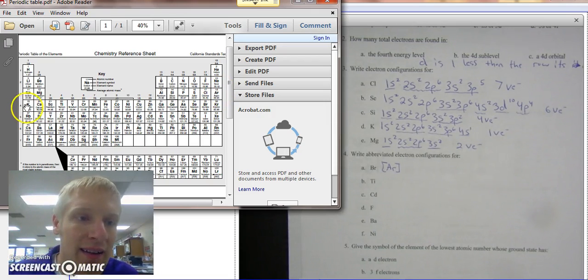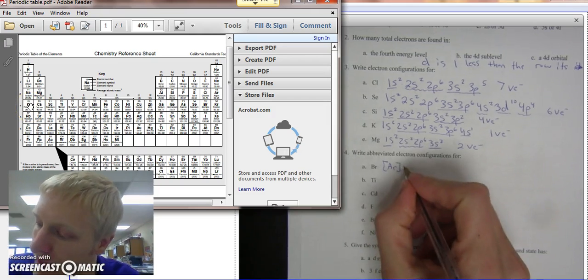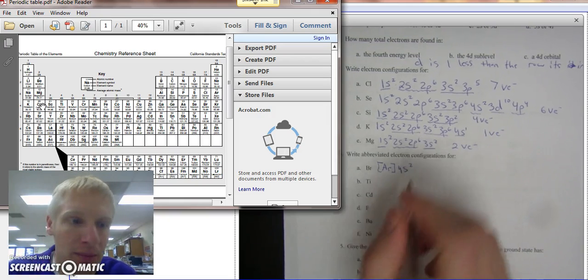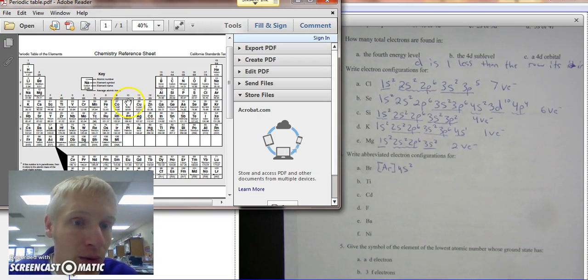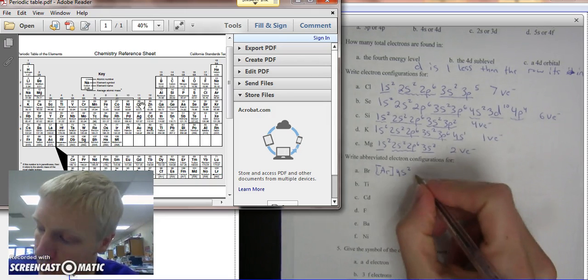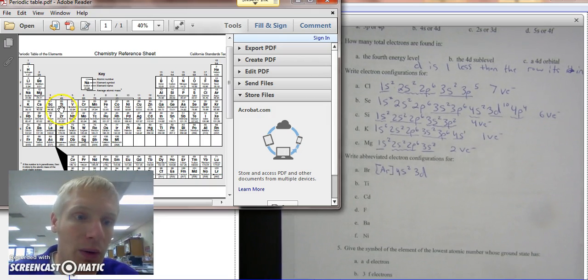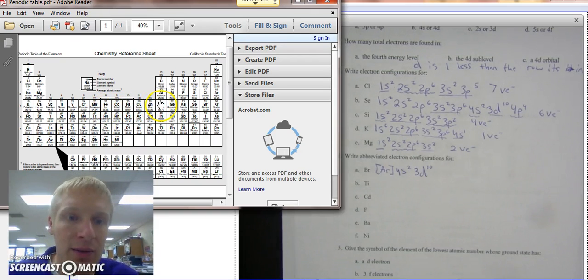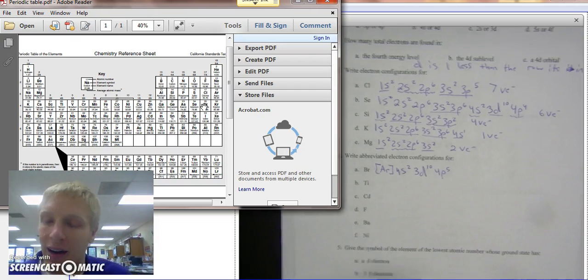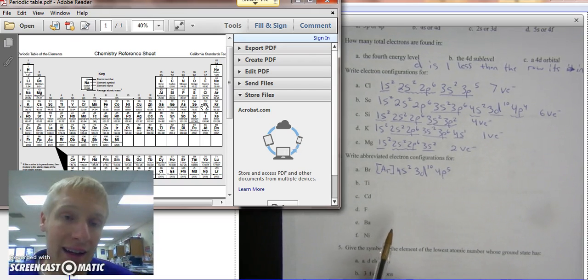So I'm going to continue right on to 19, which is in the fourth row, s section. So it's going to be 4s2. It's filled up, same rules apply. We're now still in the fourth row in a d section, but you've got to remember d is one less than the row it's in. So instead of 4d, it's going to be called 3d: 1, 2, 3, 4, 5, 6, 7, 8, 9, 10. And then we continue on in the p section, 4p: 1, 2, 3, 4, 5, and we've arrived at bromine. Our noble gas notation is argon, 4s2, 3d10, 4p5.